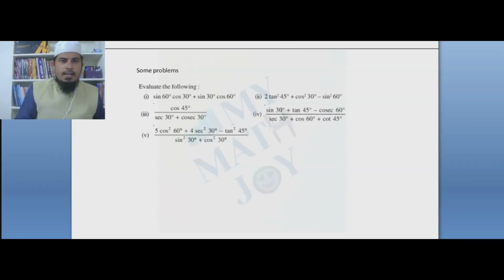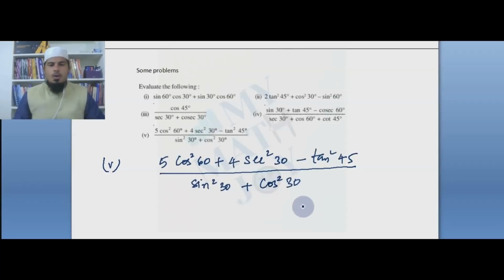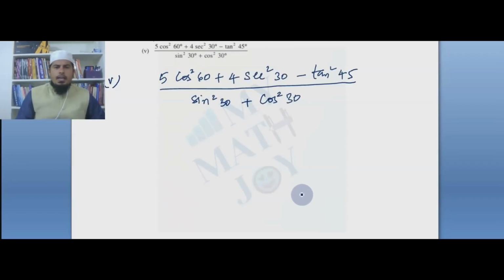So which problem shall I solve? I am going to solve problem number 5. Take problem number 5: 5 cos square 60 plus 4 secant square 30 minus tan square 45, divided by sin square 30 plus cos square 30. Wow. How to do this problem? Directly you see the angles are standard. So take the standard trigonometric ratio values from the standard table which we just made.